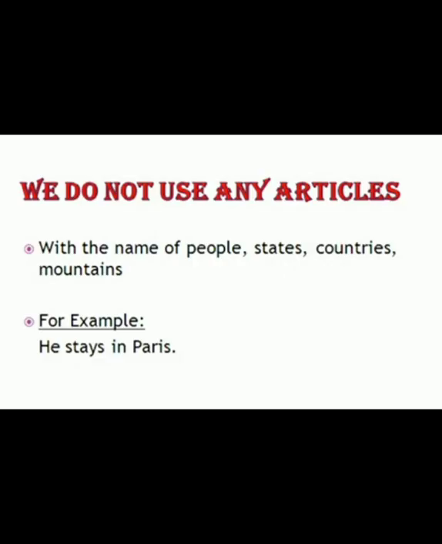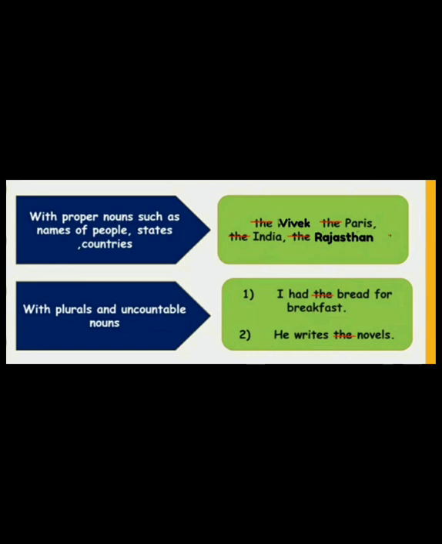So, children, remember that we do not use any articles before the names of people, states, countries, mountains, etc. For example, not the Vivek, the Paris, the India, the Rajasthan. We do not use any articles with plurals and uncountable nouns when they don't refer to any specific thing. For example, I had bread and butter for breakfast. He writes novels.